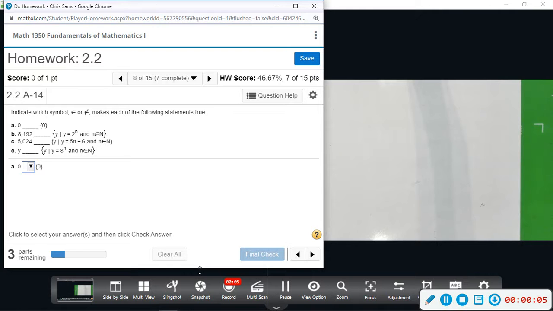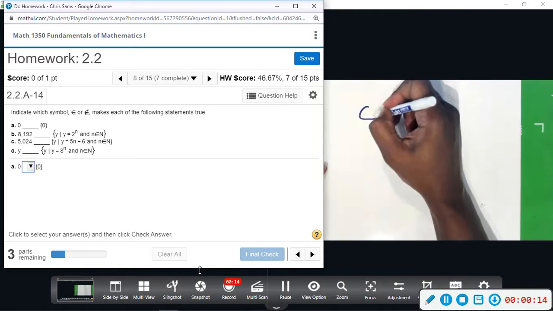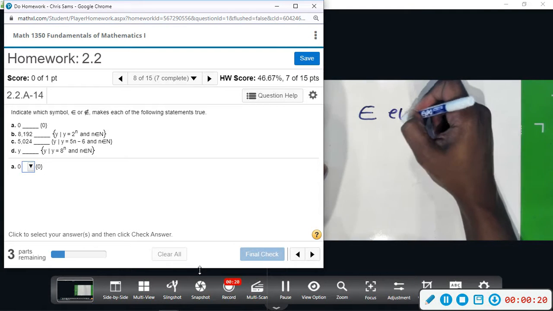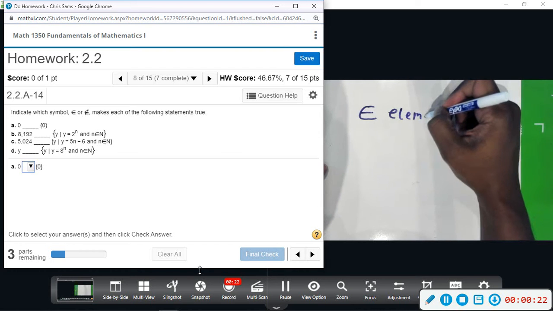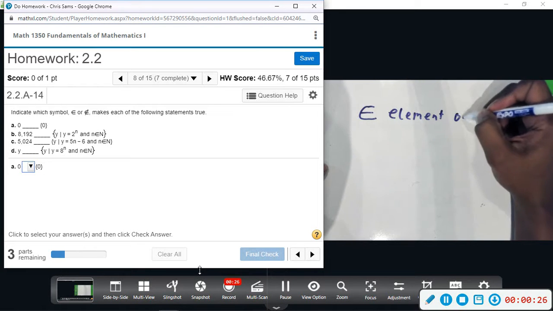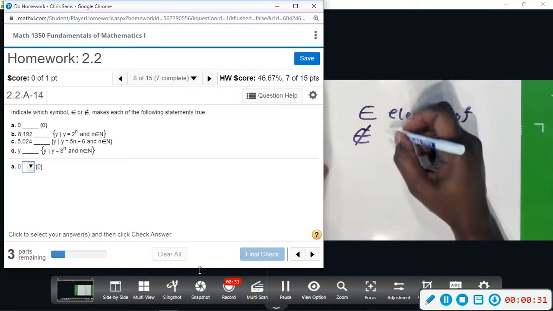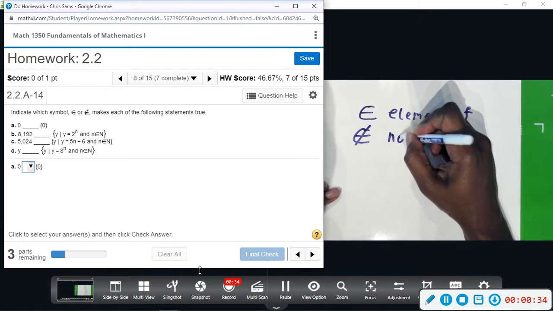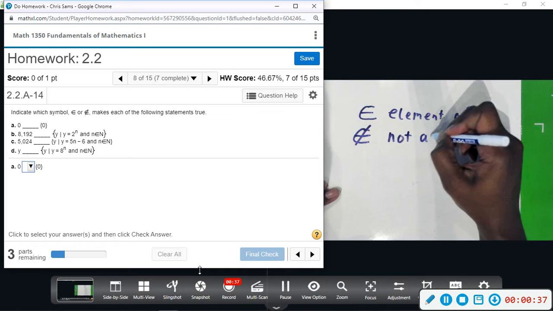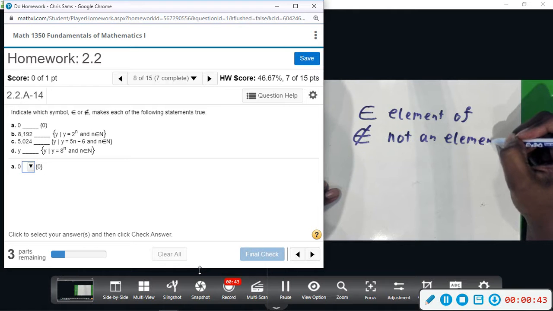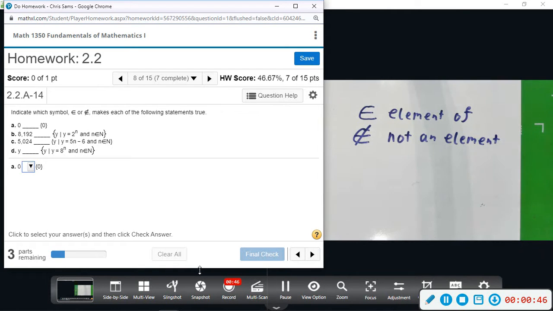Okay, number 8, we want to indicate which symbol looks like an E or a U with a line in the middle. This symbol means element of, and then this symbol with a line through it means not an element of. Okay, so it's not an element of that.